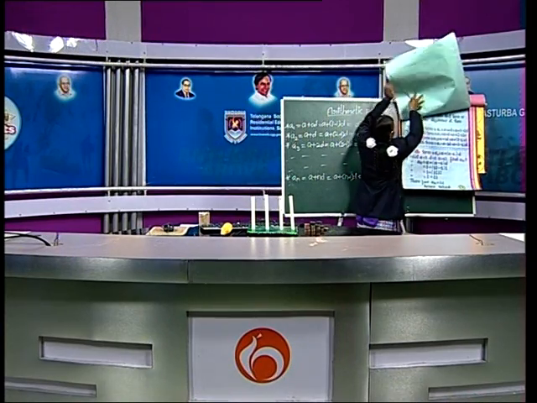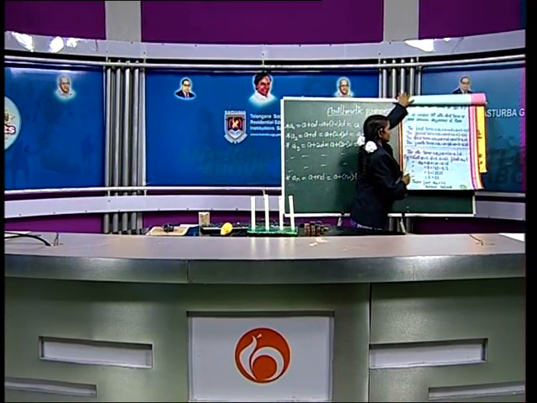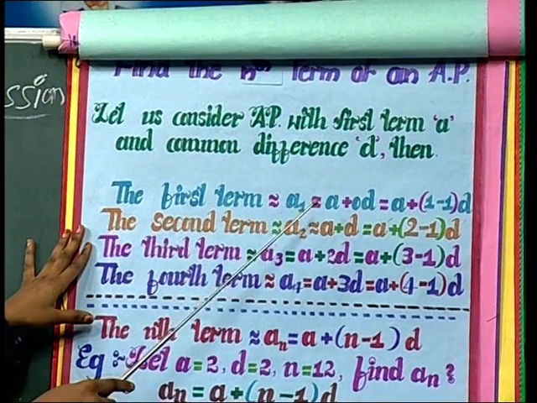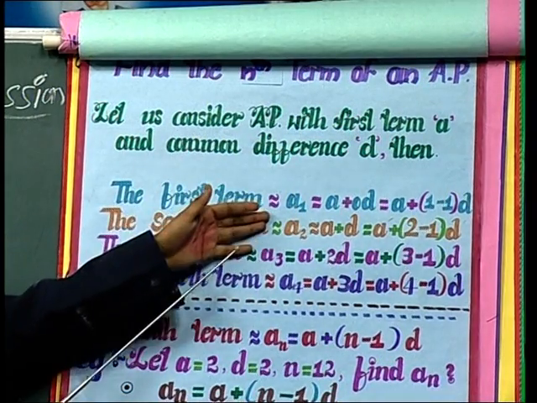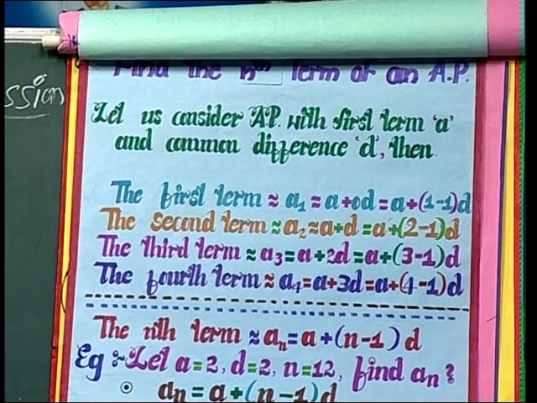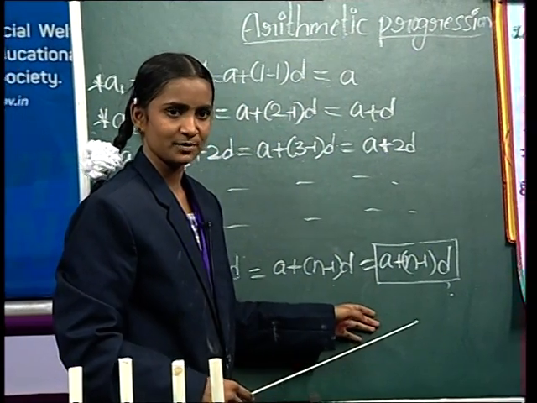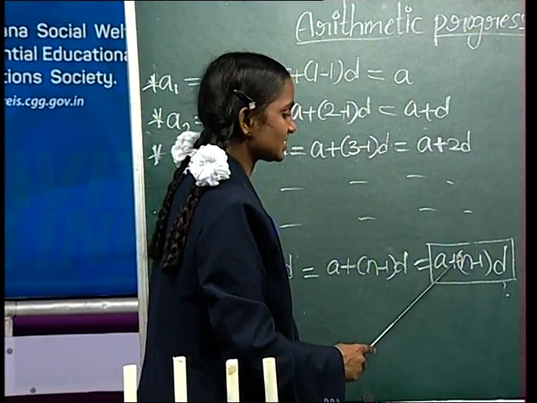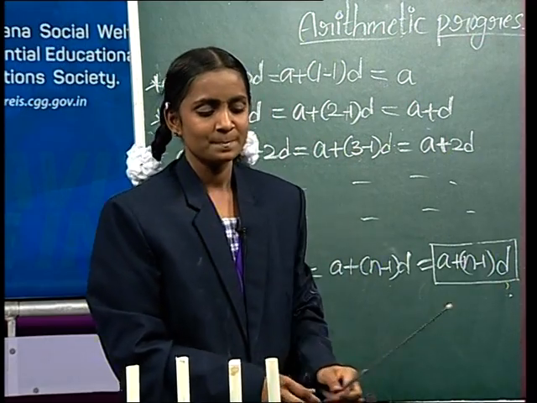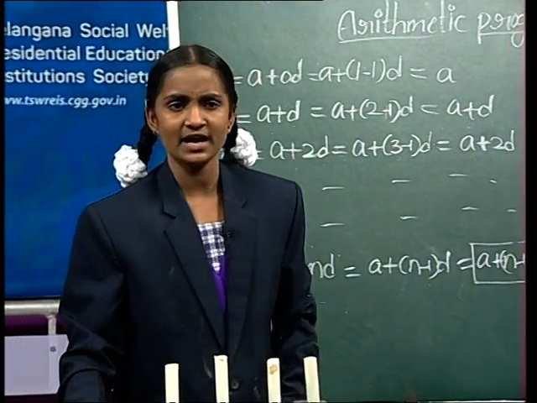See here, the first term of an arithmetic progression is a, considered as a1, and the second term is a plus d, and the third term is a plus 2d, and the nth term of an arithmetic progression is a plus n minus 1 into d. Now, let us understand this by an example.